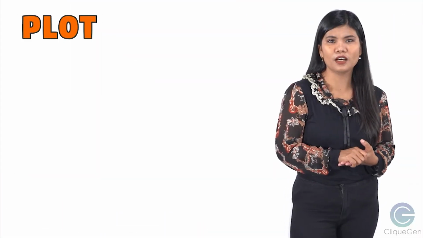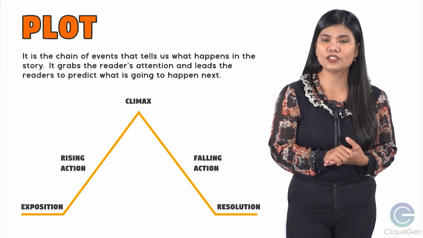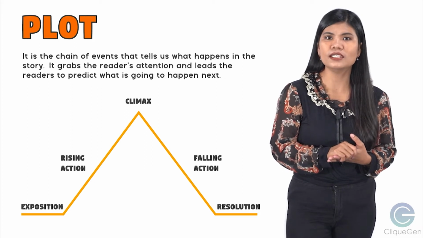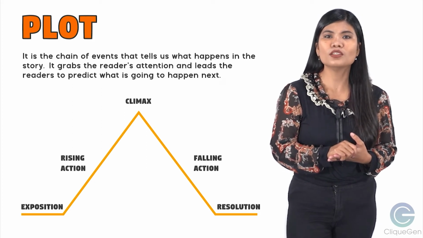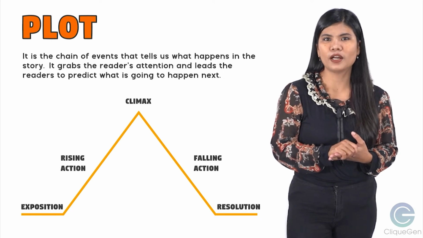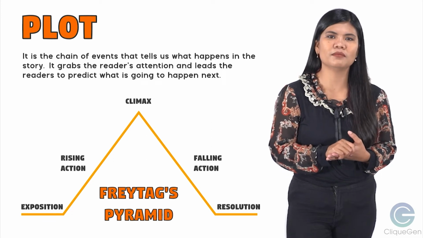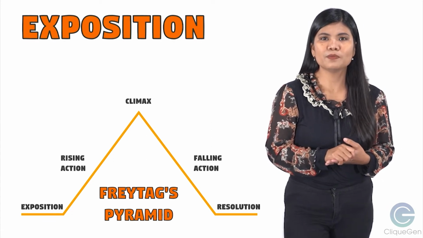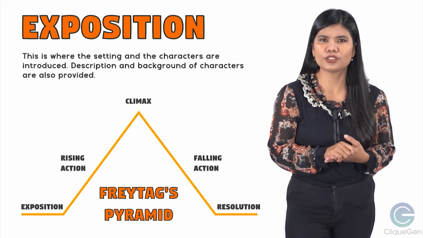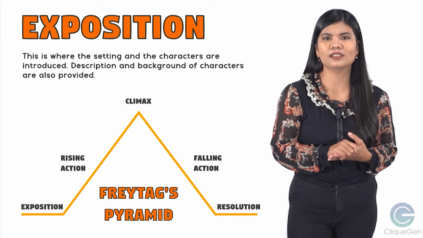Let's start with plot. The plot is the chain of events that tells us what happens in the story. It is the plot that grabs the reader's attention and leads the readers to predict what is going to happen next. The plot has 5 parts that can be represented using Freytag's pyramid. We have the exposition. This is where the setting and the characters are introduced. Description and background of the characters are also provided.